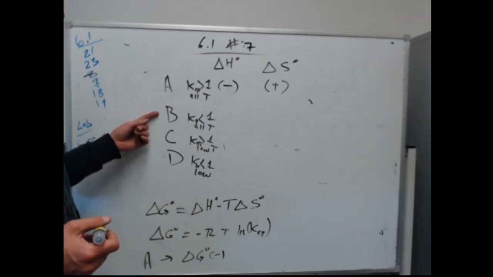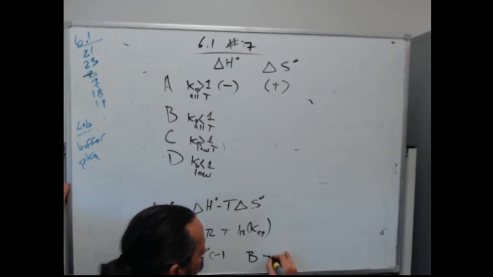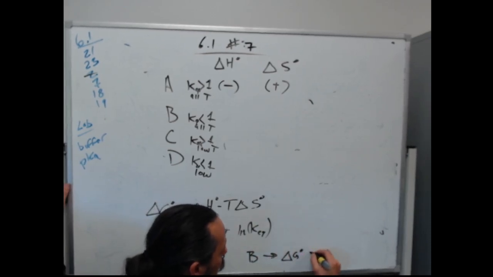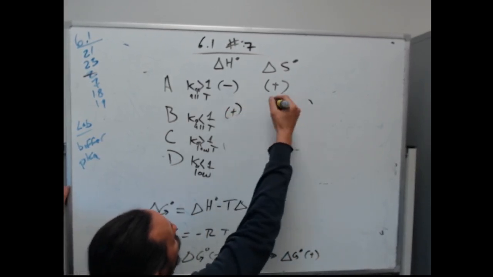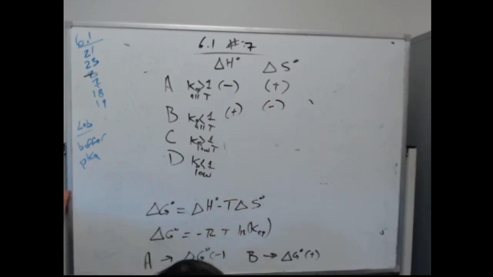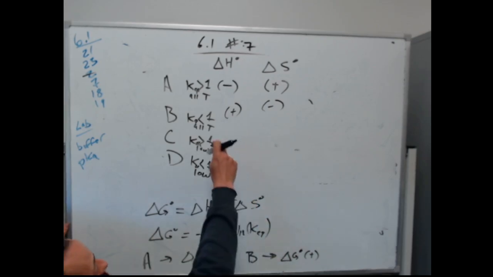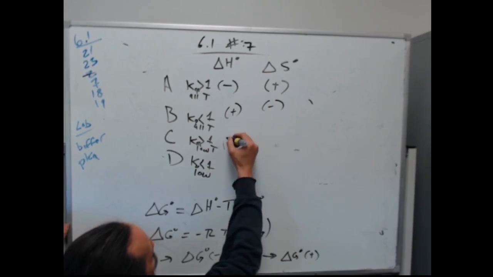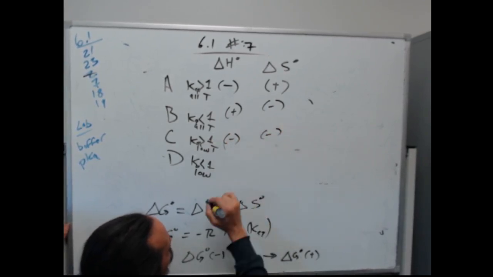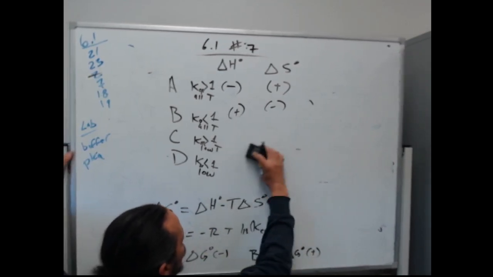If KEQ is less than 1 at all temperatures, that's going to be B. That's going to get us delta G is positive. That means delta H has to be positive and delta S has to be negative. And that will guarantee that we are positive always. If KEQ is greater than 1 at low temperatures, let me do that one slower, because that's one where it's actually interesting.